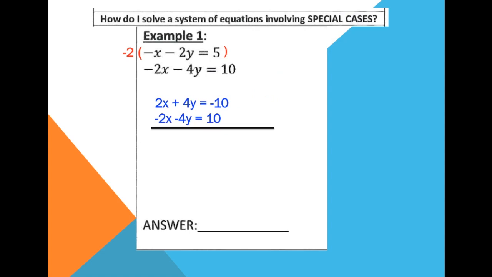So we're going to multiply the top equation by -2. That will leave us with 2x + 4y = -10. Now we're going to eliminate one of our variables. But look what happens. Eliminate x, leaving me with 0 = 0. Does 0 equal 0? You bet. Our answer is infinitely many solutions.